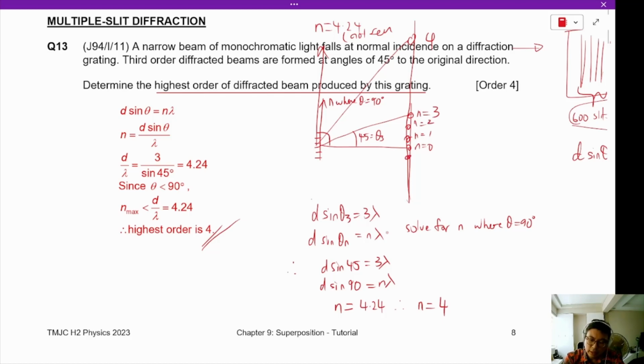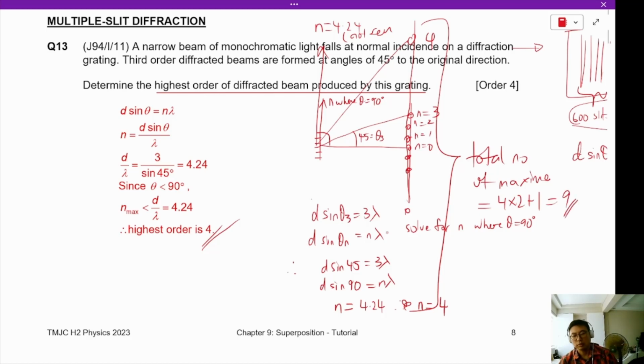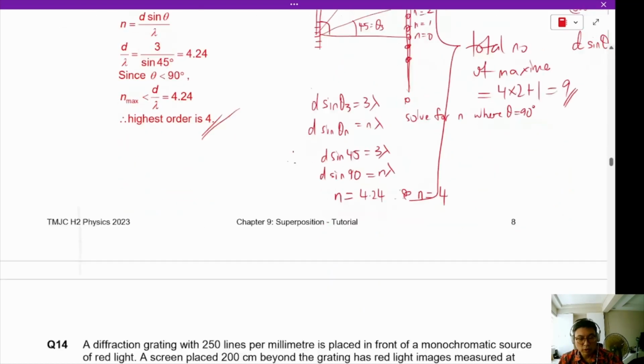Then on the other side, n equals 1, n equals 2, n equals 3, and n equals 4. So the total number of maxima that is seen will be equal to 4 times 2 plus 1, which is 9 maxima in total. Okay, so there will be 9 dots on the screen. Okay, let's move on to question 14.